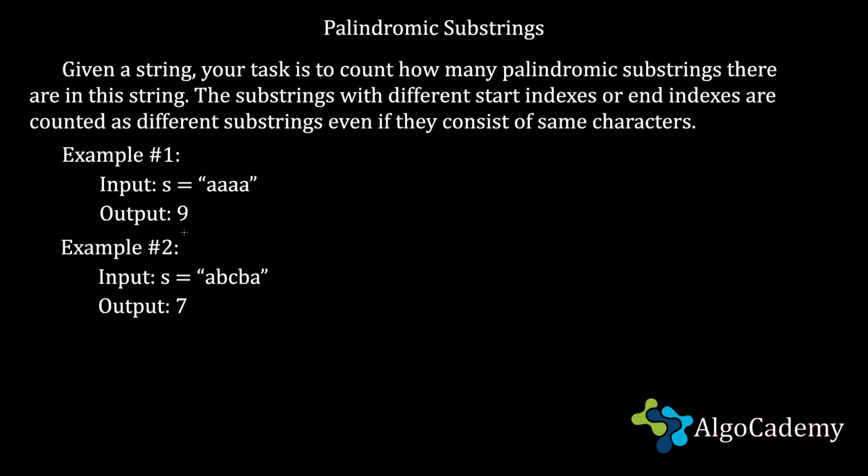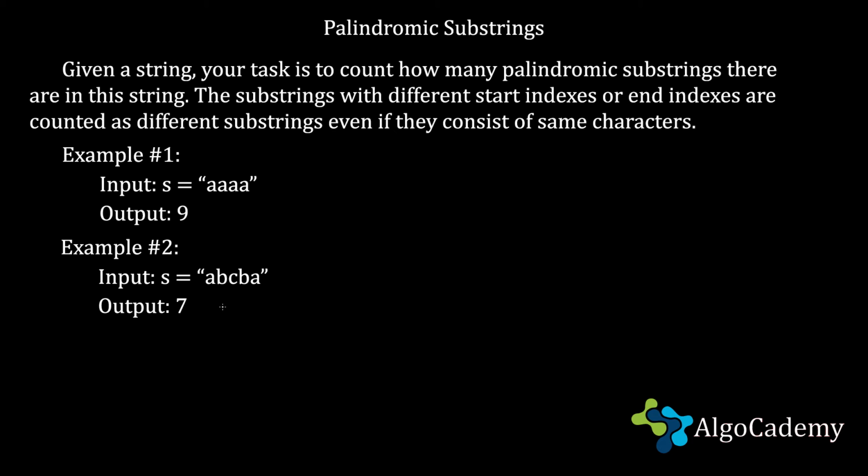Now, if we take a look at the second example, our string is ABCBA and it contains 7 palindromic substrings. And let's see what they are. Obviously, each substring of length 1 will be a palindromic one. So we have 5 palindromic substrings of length 1.